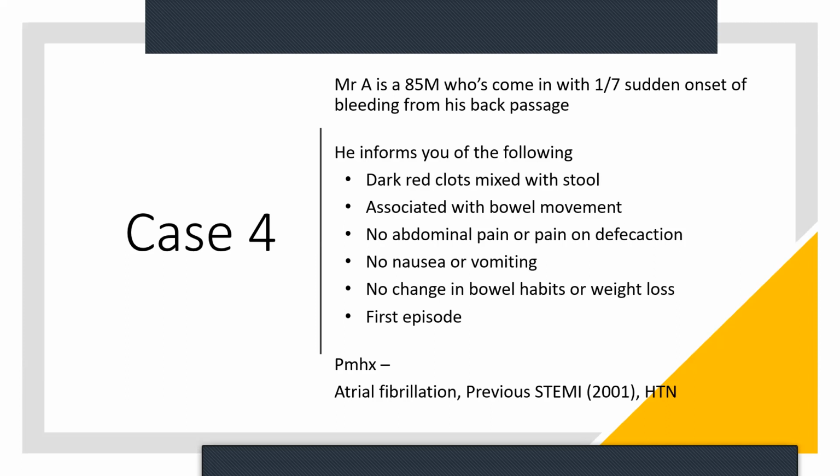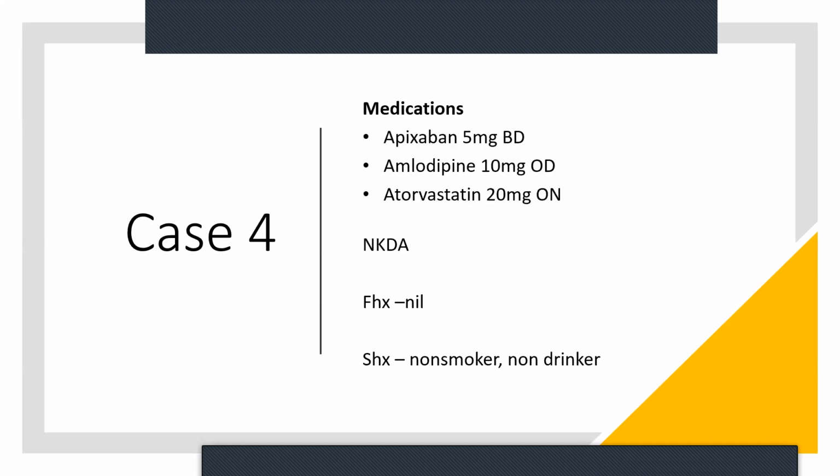So Mr. A is an 85-year-old male who's come in with bleeding from his back passage. It's associated with dark red clots, associated with bowel movement, but no pain, no nausea or vomiting, or any of the other red flag symptoms. However, he has reported that it's his first episode. His past medical history includes atrial fibrillation, a previous STEMI, and hypertension. So these are the medications he's currently on. And just no significant family history. He's a non-smoker and non-drinker.